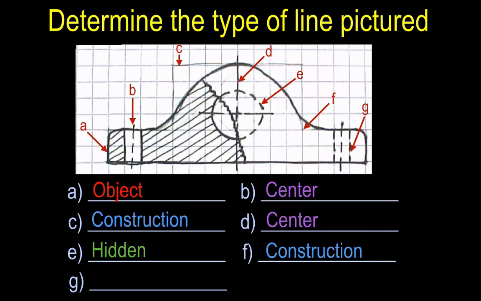And the last one, G, again, as you can see, it's pointing at the edge of it, so you might get confused and think it's a center line. There is a center line there next to it, but what it's pointing at is actually a hidden line because it's dotted and it's not in the center of a circular shape.